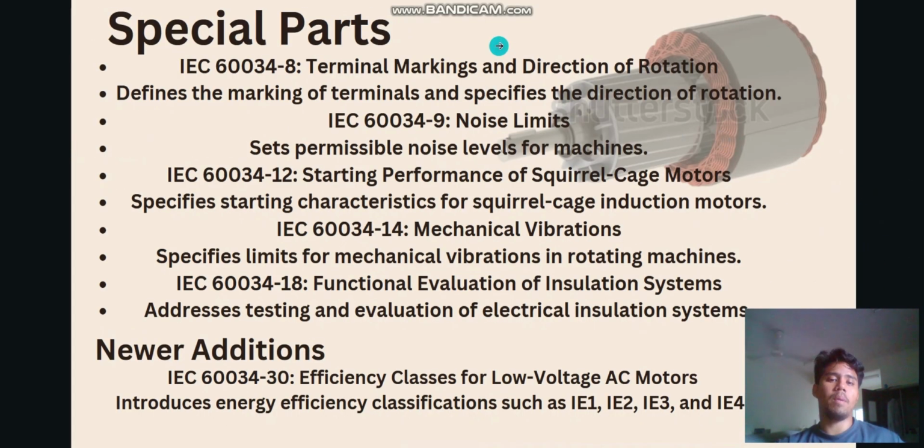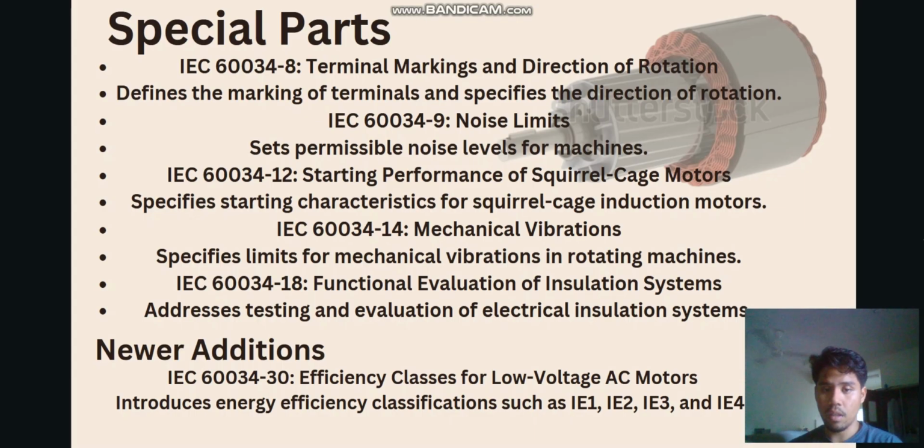Okay, for the special parts. For the special parts, for rotating machines, we have IEC 60034-8. It talks about terminal marking and direction of rotation. It defines the marking of terminals and specifies the direction of rotation.